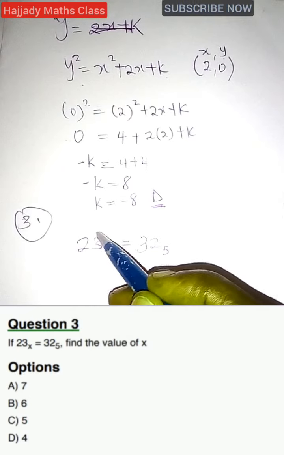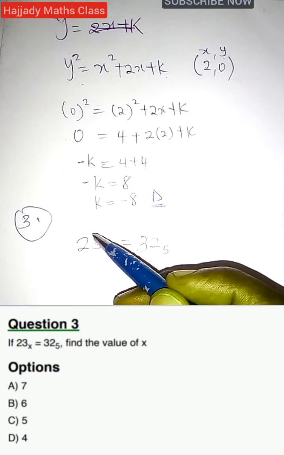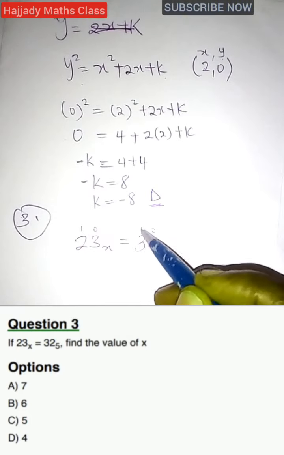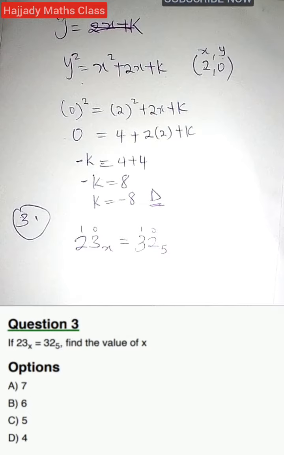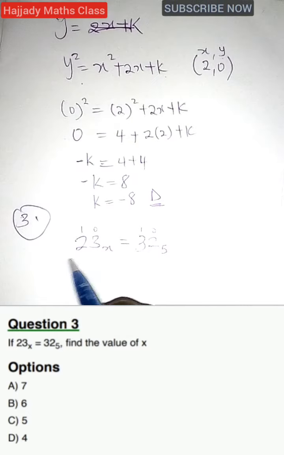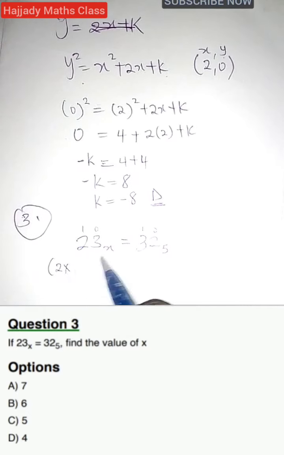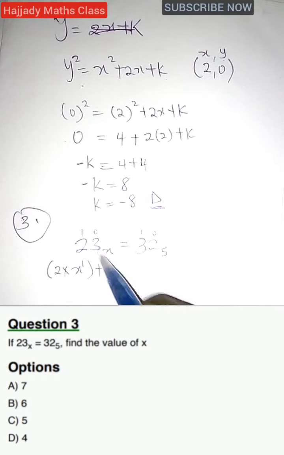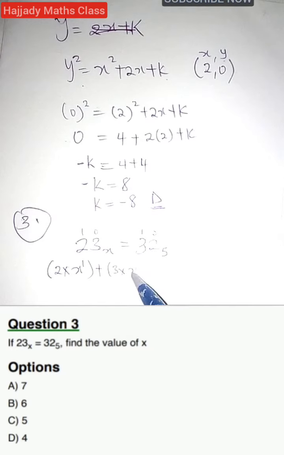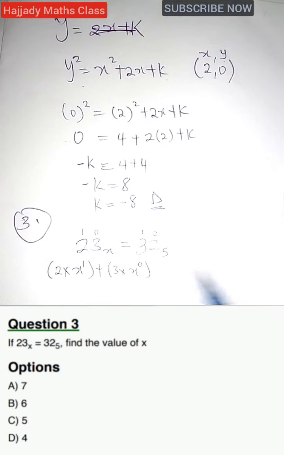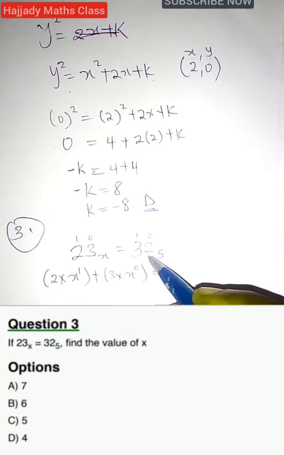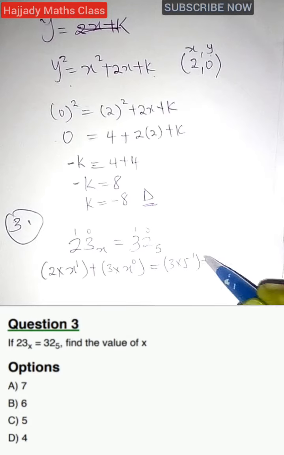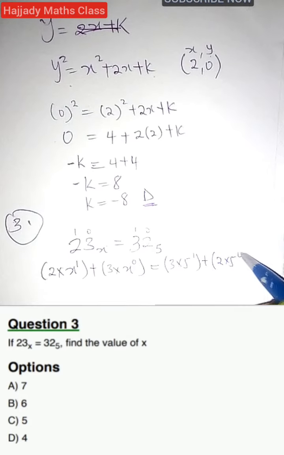You can check some of my videos; I've solved many questions on this. So here we have position 0 and 1. That means you are converting the two sides to base 10. So here we have 2 times x raised to power 1, plus 3 times x raised to power 0. The same thing will be done to this side: we have 3 times 5 raised to power 1 plus 2 times 5 raised to power 0.